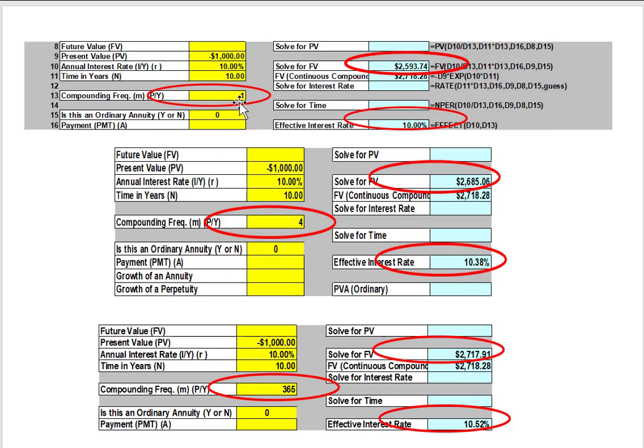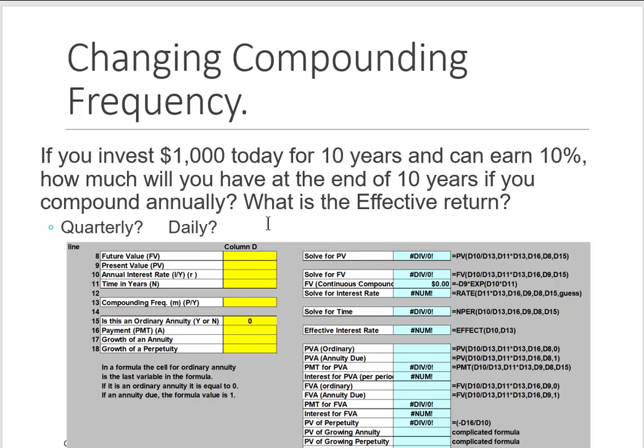So the answer is, here we are, 1 time a year, it's $25.93 and some pennies. The effective interest rate is 10%. So if it's an annual return, the interest rate per year equals the effective rate, which is also 10% in this case. What would happen, though, if you did it quarterly? To solve this problem quarterly, again, if you're not using formulas, if you're using Excel, all you have to do is change this box to a 4.